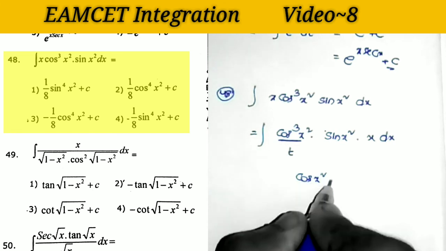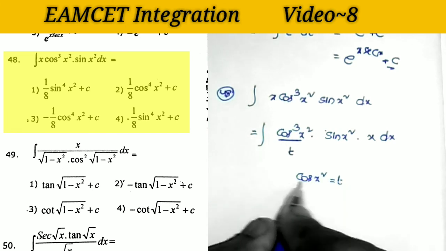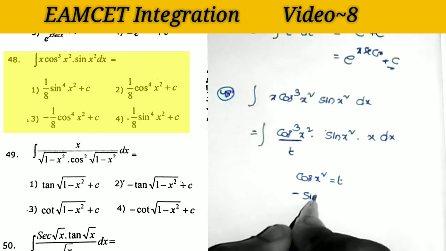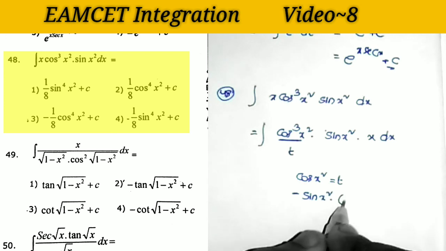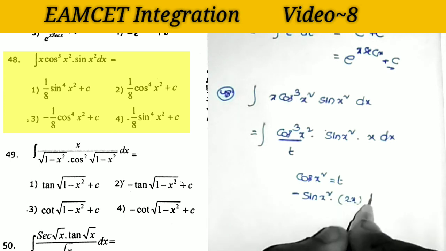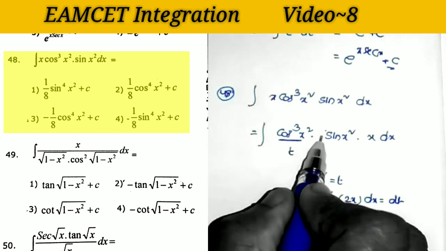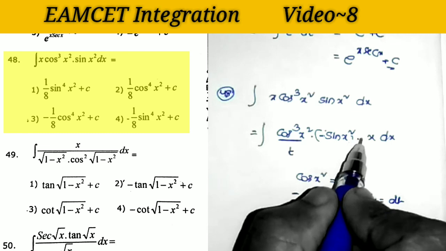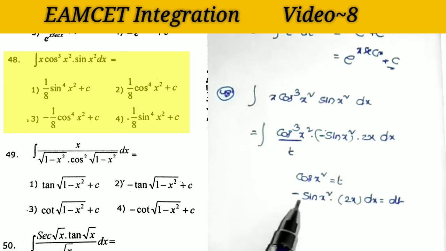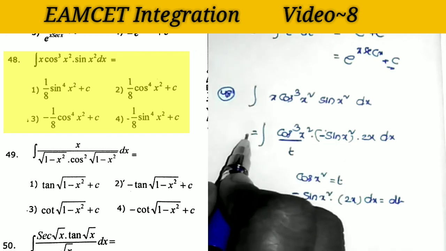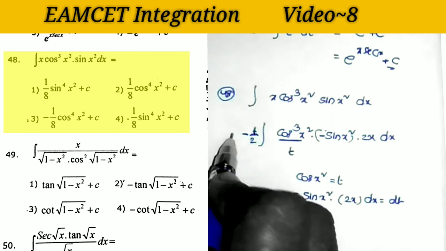Cos x square is equal to t. Now what is the derivative? This is cos x form. What is cos x derivative? Minus sin x, that is minus sin x square into, again x square derivative is equal to 2x into dx is equal to dt. That is, here I apply the number minus and here apply the number 2, since the derivative is equal to minus sin x square into 2x. So here I applied minus 2, applying the same value here, minus 1 by 2.